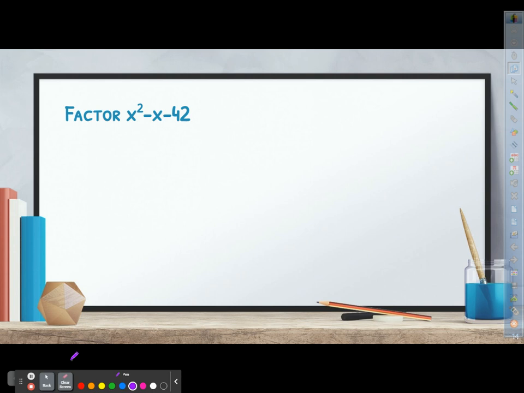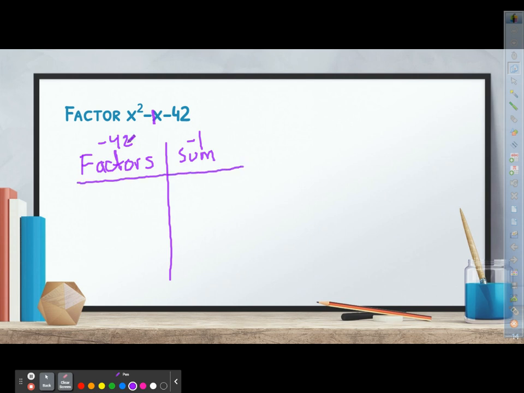All right, this one here. x squared minus x minus 42. So I need factors of negative 42 that have a sum of negative 1. Okay, because this x has a coefficient of negative 1. There's really a 1 right there. So I need them to add up to negative 1. Okay, so in order to be negative 42, one's negative, one's positive. And since this is negative, I need my bigger number to be negative.